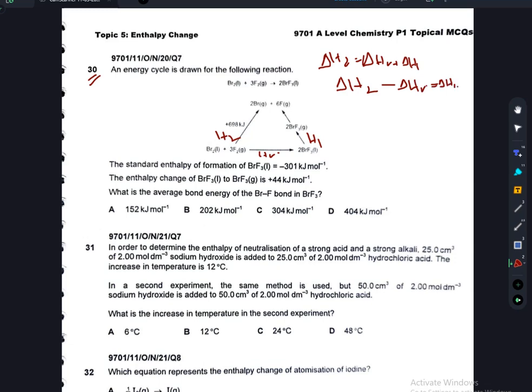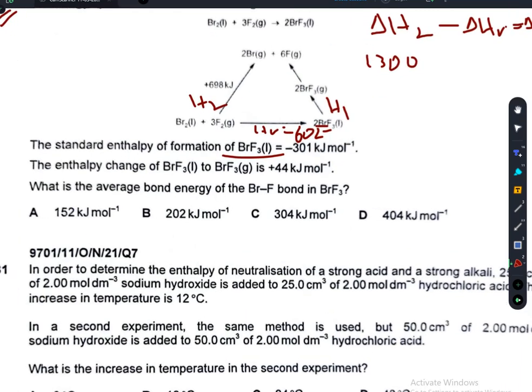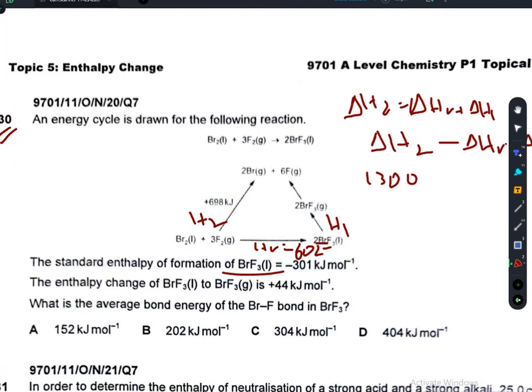So this is 1300. Why is that 1300? Because this is minus 602, because 2 BrF3 are being formed. Now this might be clear. Because 2 BrF3 are formed, and this is equal to H1, and according to this, in H1 there are 2 BrF3 being converted from liquid to gas, and for each 44 energy is required. So 44 for 2 is 88.